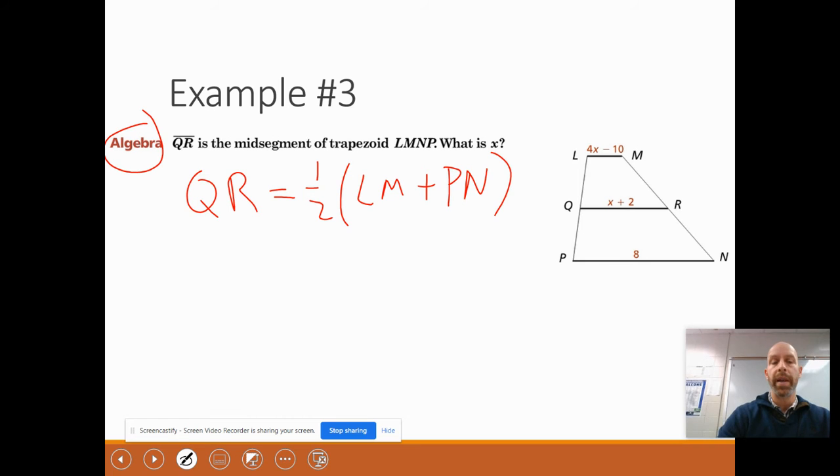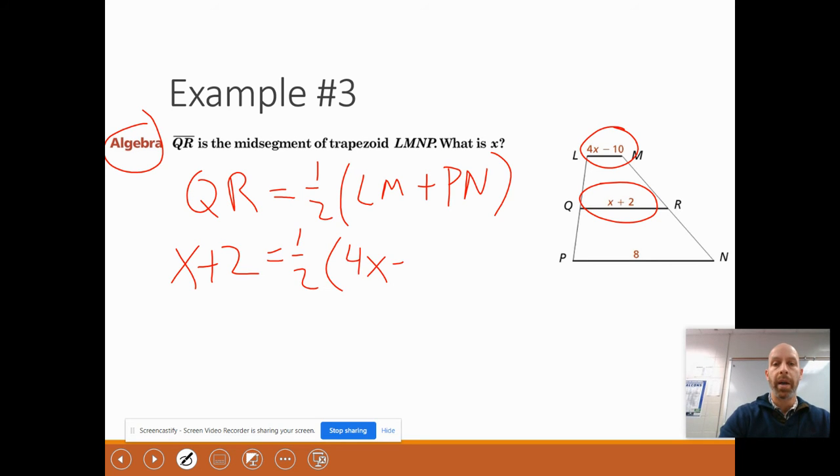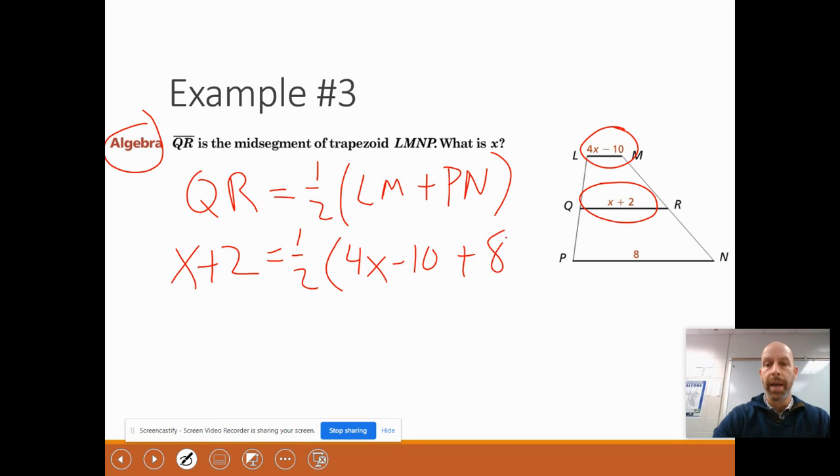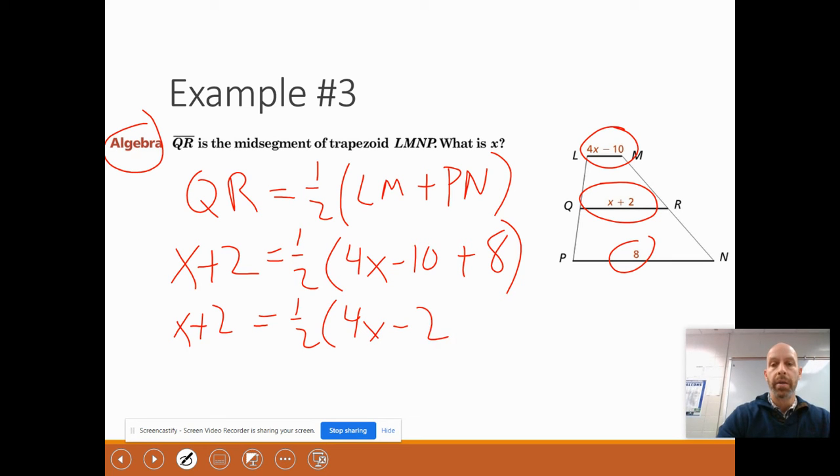I'm going to go ahead and write the formula out explicitly. So x plus 2, now I'm substituting what QR is equal to, 1/2 times LM. Well, what's LM? Well, it's 4x minus 10. Oops, I put one additional set of parentheses there I did not need. Let's get rid of that. And then plus 8. And that's the PN. All right, so now we're just going to work this out. So we're going to get x plus 2 equals 1/2, and then that's going to be 4x minus 2.